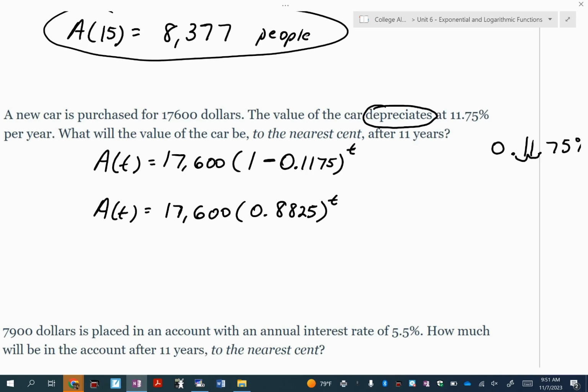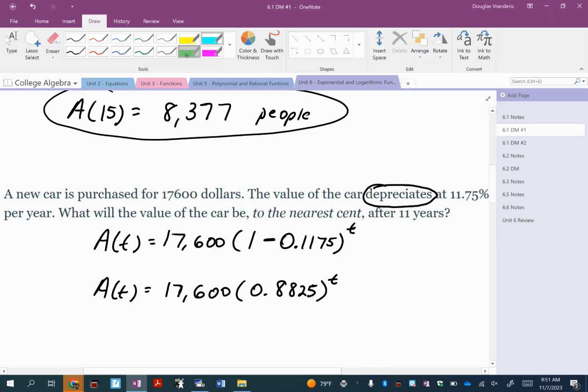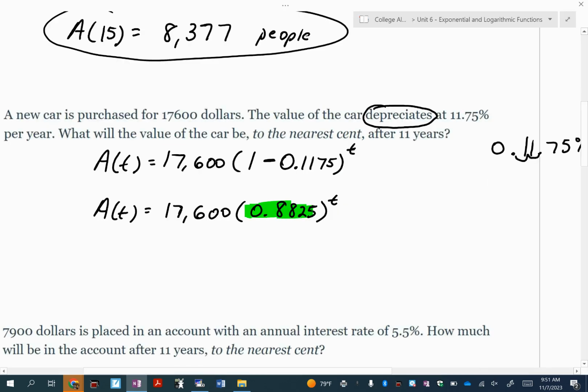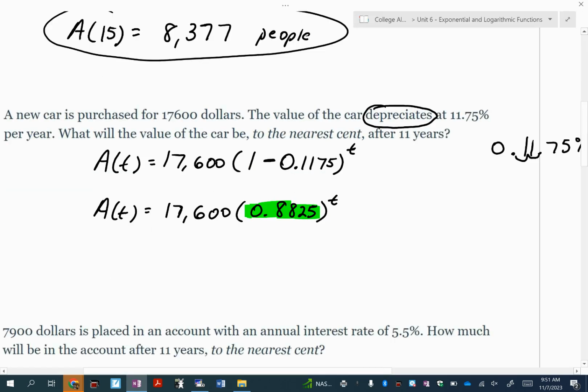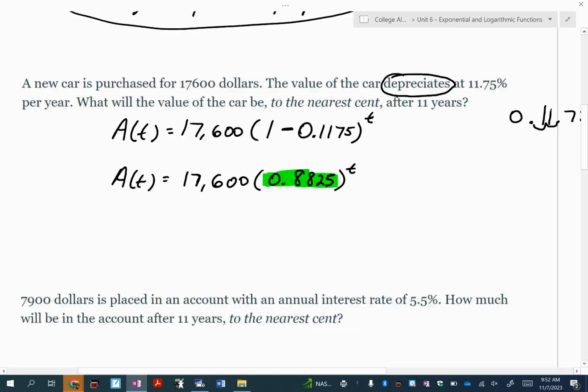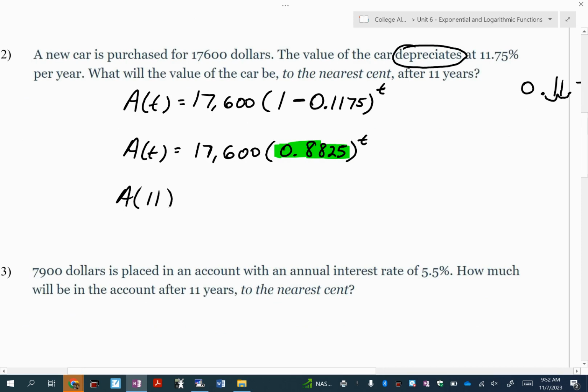The reason I like to do this sometimes is because, what do you notice about this number? What do you notice about 0.8825? I'm hoping that you see it's between 0 and 1. So if your base, this is our base for an exponential function, is between 0 and 1, this is called exponential decay. And are we decreasing in value? Yes, so this should be between 0 and 1. You don't have to necessarily know that to get these right, but it's good to know about exponential functions.